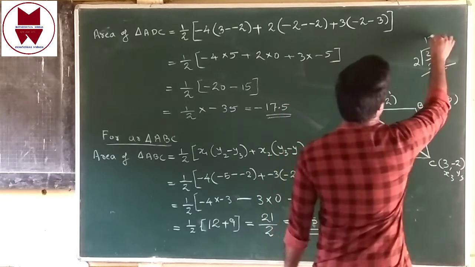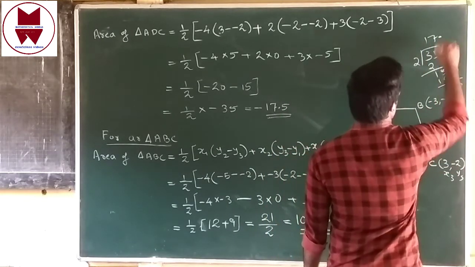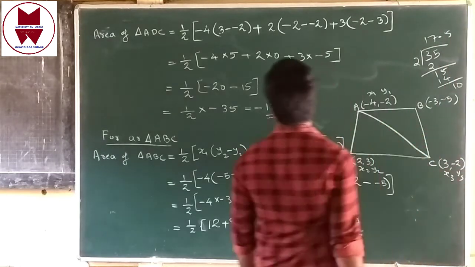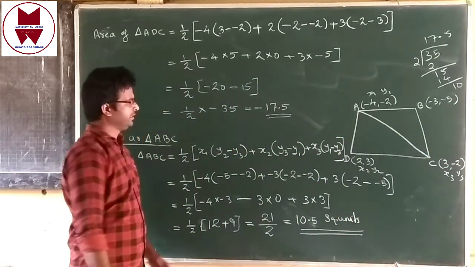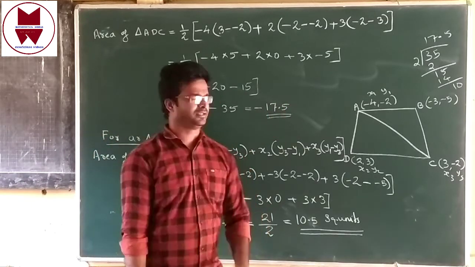times. Yes, 7 into 2, 14. Then 1, add 1, 0, 1 point. In 10, 5, 17.5. Then in here we got minus 17.5. Area cannot be negative, isn't it?